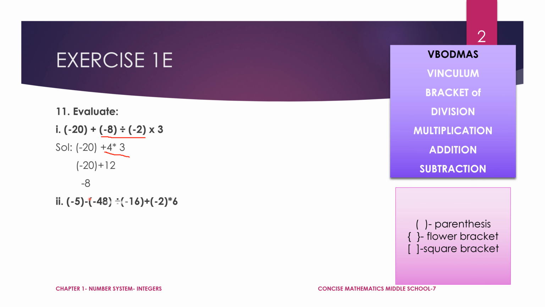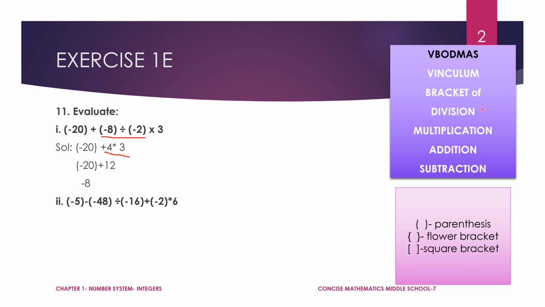Let's move on to the second one. Minus 5 minus of minus 48 divided by minus 16 plus minus 2 into 6. Even here you don't have any vinculum. First check for a vinculum. You don't have any vinculum here. So next move on to braces. Inside this braces, do you have any division? You have a parenthesis. You have the small parenthesis, but inside that you don't have any division, multiplication, addition or subtraction, right? So you can neglect even this bracket.